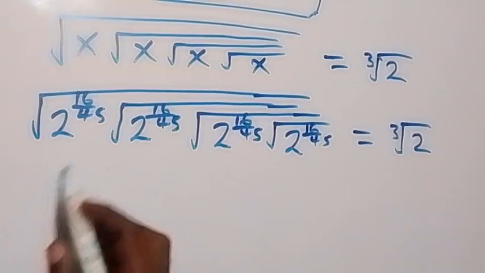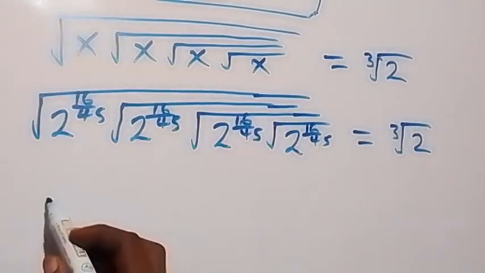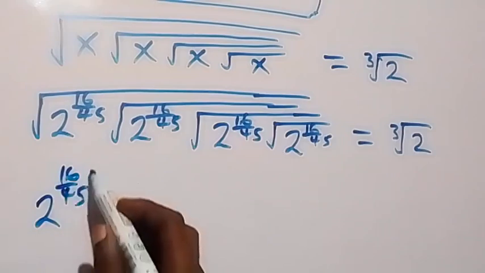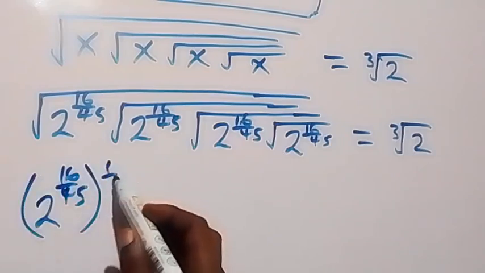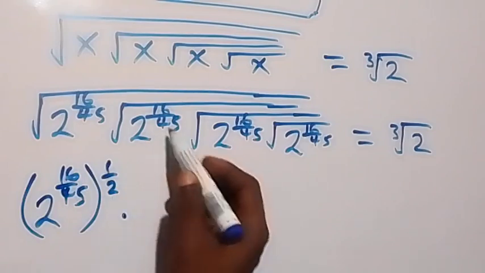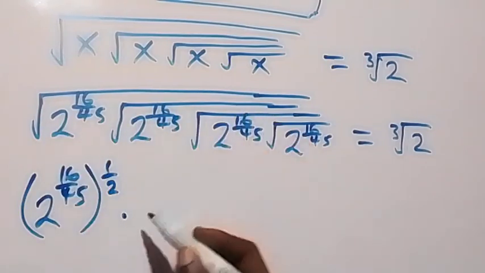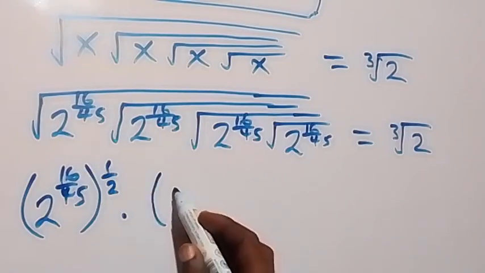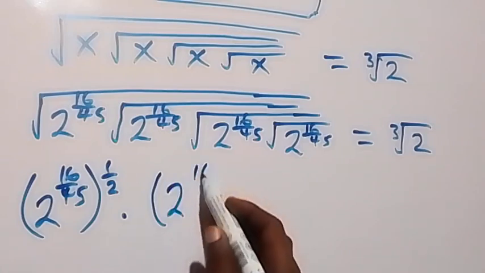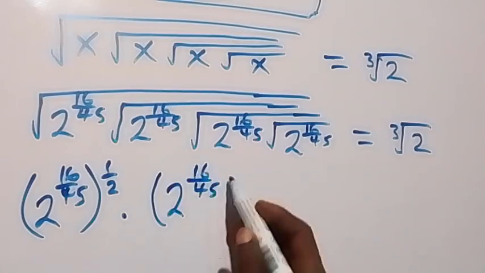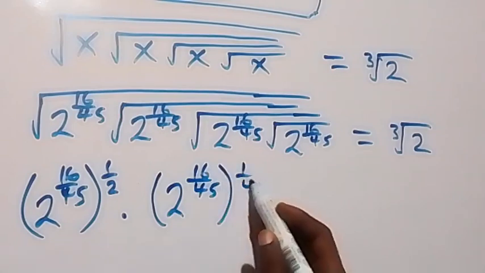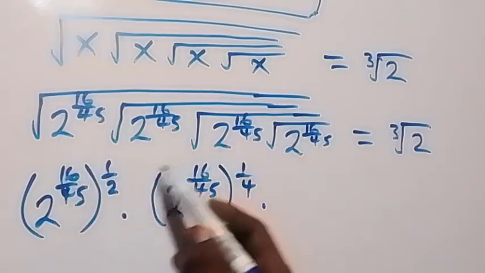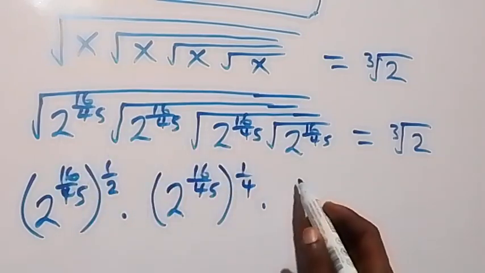Then on this side, let's separate these roots, and when we have square root, that's raised to power half. So the first square root taking this will be 2 raised to power 16 over 45, which is being raised to power half. Then times this second one here, taking 2 roots, that's half times half, which is 1 over 4. So that means we have into bracket 2 raised to power 16 over 45, which is raised to power 1 over 4. Also here, the third one taking 3 roots, that's half times half times half, that's 1 over 8.